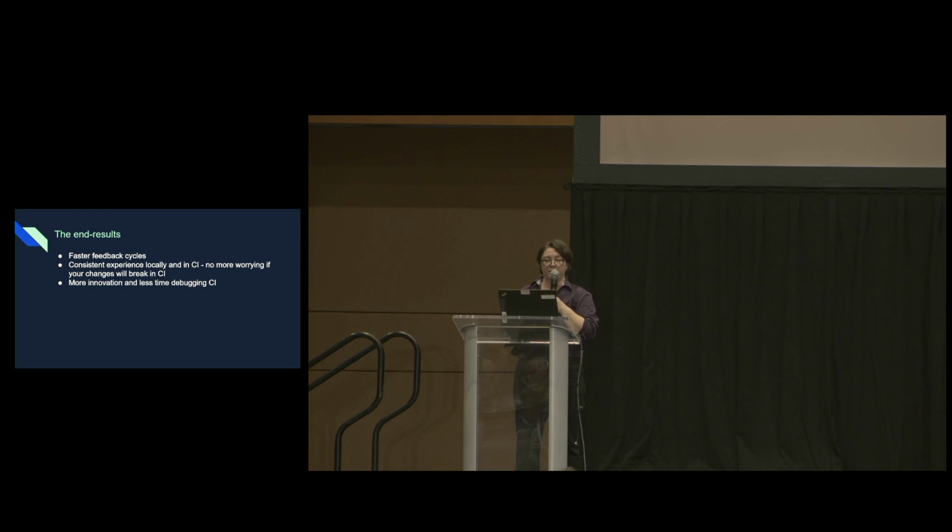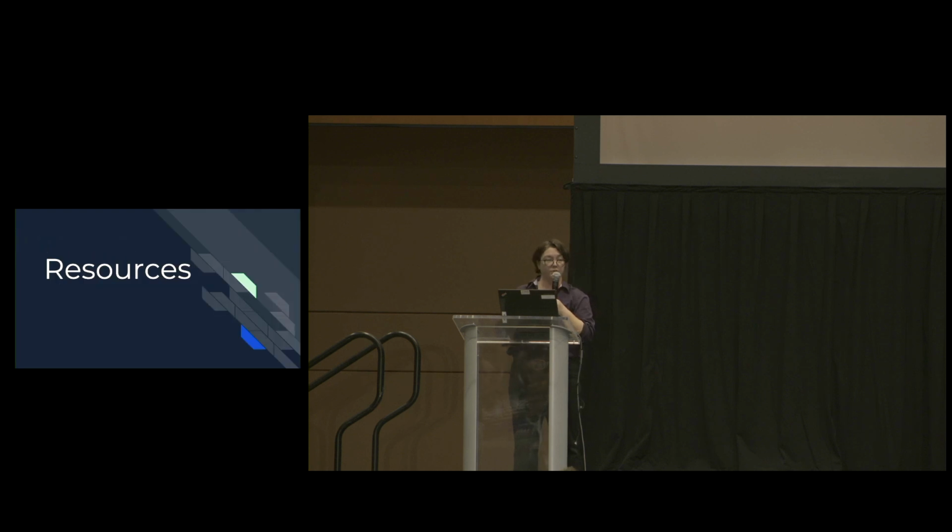So the end result is that you get faster feedback cycles. I can easily just check out the latest version of the PR or of the branch and rerun the workflow so you see what's there. I get a consistent experience locally and in CI. No more worrying if my changes will break in CI. I know that if they run locally, they're going to run there. And I have more innovation and less time debugging CI. So that is the end.